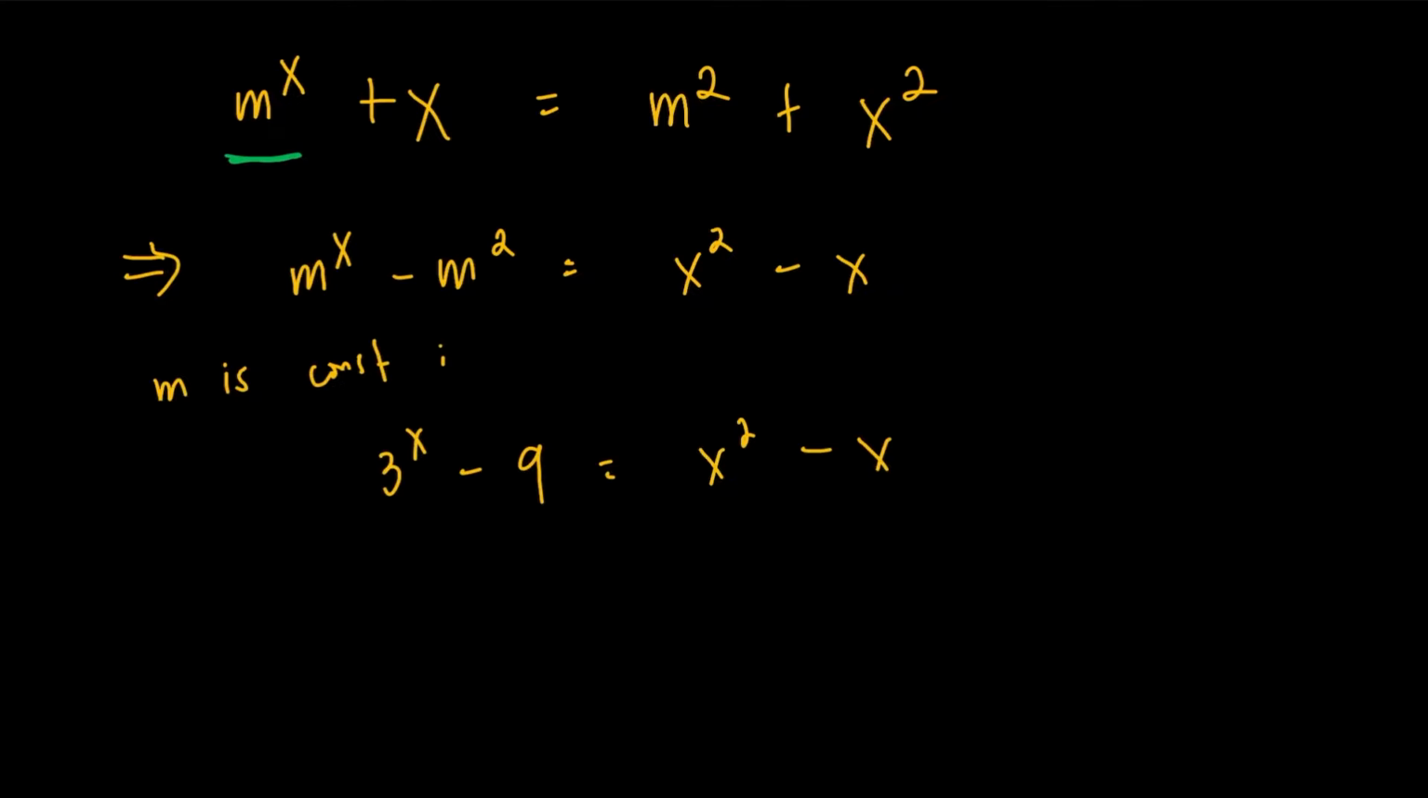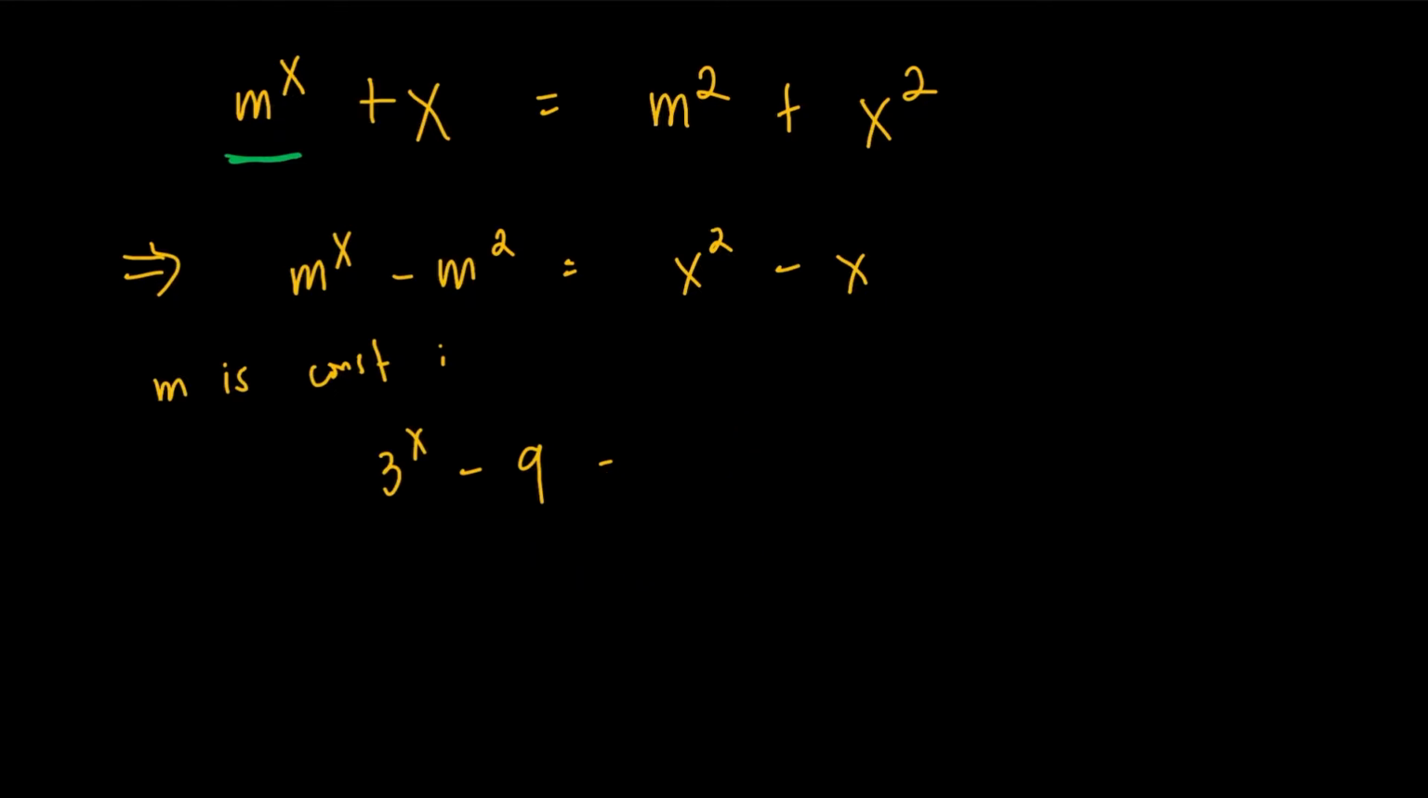So I'm technically comparing something that is exponential, the 3 raised to x minus 9, with something that is quadratic. As x grows bigger, the left side is going to be greater than the right side, eventually, if x is big enough. So if m is a constant, x can't be that big.